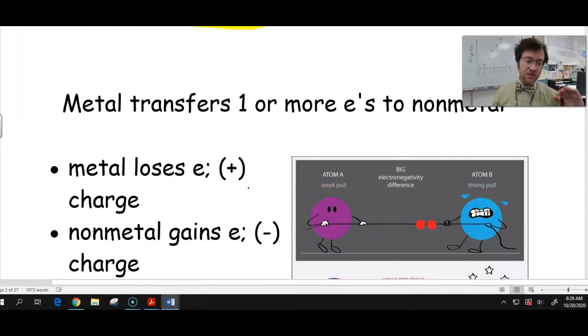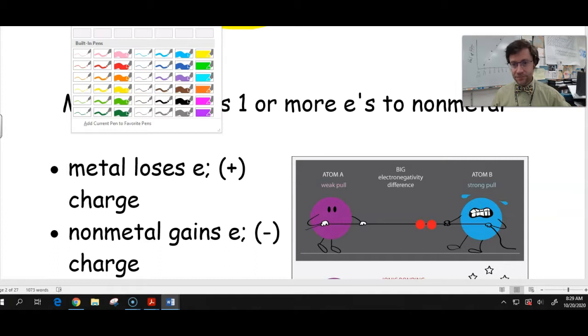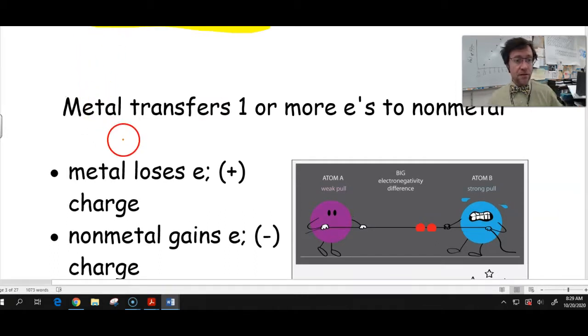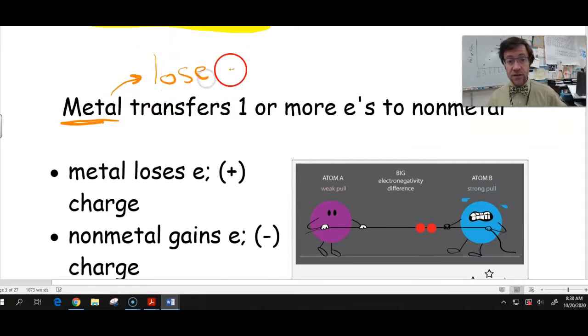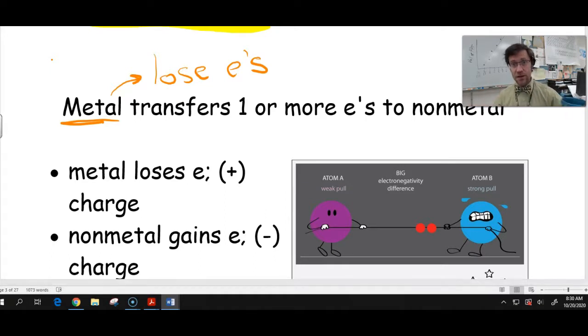Also, because we're just starting out here, this is your first chem class, typically the metals are going to be transferring one or more electrons to the nonmetal. In other words, metals are going to lose electrons. Metals lose electrons. At least for us, when you have a metal and a nonmetal, we're always going to say that the metal is what's going to lose the electrons.